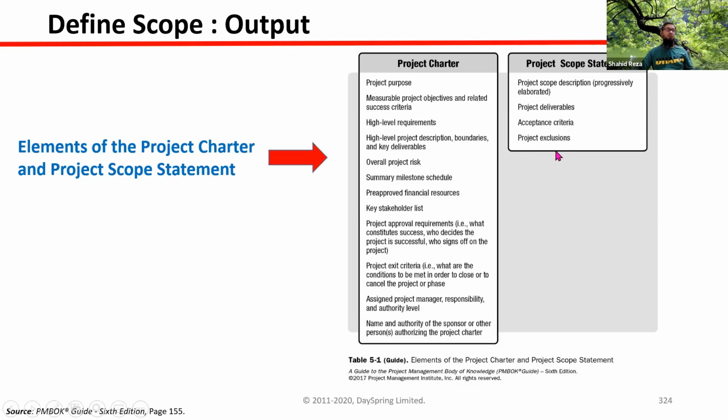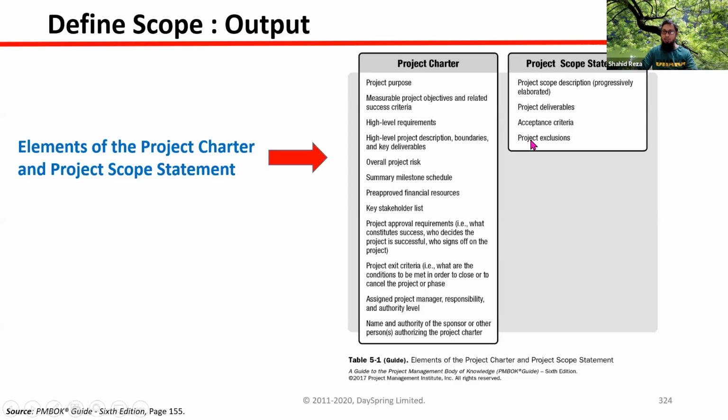And also project exclusions. Why project exclusions? One of the main targets of this chapter was defining what is in the project and what is not in the project. So when you are setting the scope, you should clearly mention to everyone that these are not part of the project delivery. For example, you are developing a website. You can clearly mention that this website will be only in English. It will not support Bangla or Spanish or any other language.